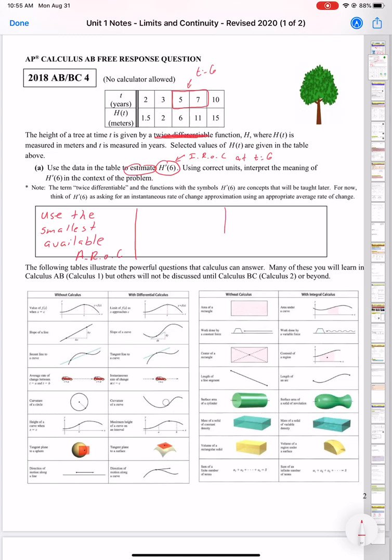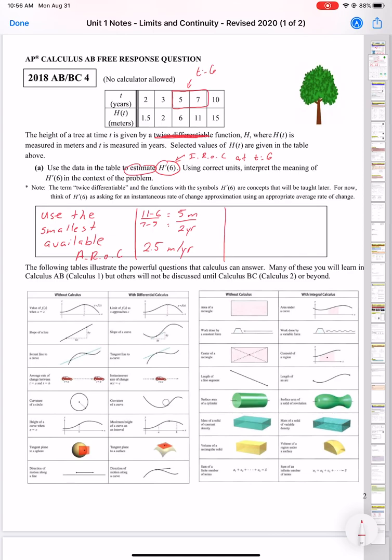So let's go ahead and calculate that. The change in height over those 2 years was 11 minus 6, so 5 meters, where are the units here? 5 meters, and the change in time was 7 minus 5, so over 2 years. So that comes out to 2.5 meters per year is the rate that the height of the tree is changing.